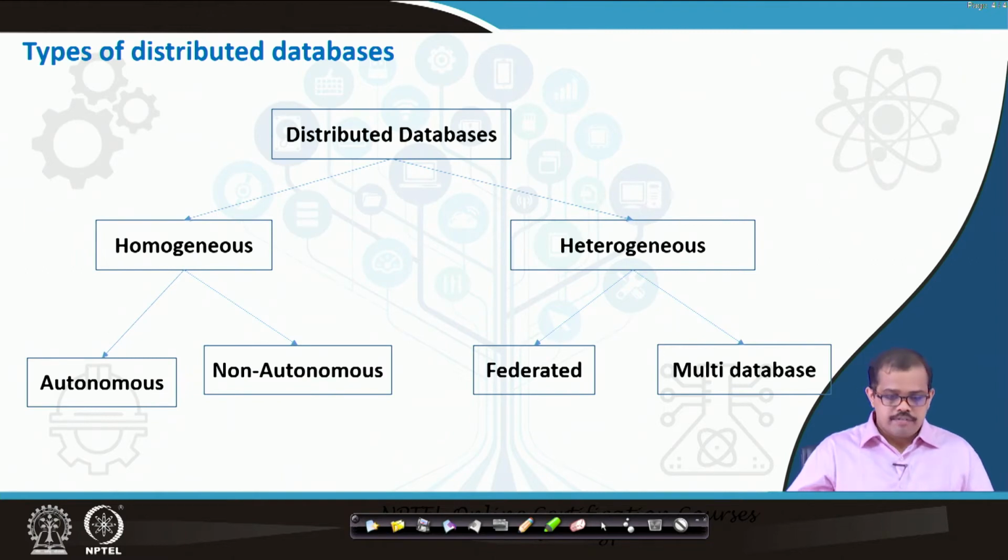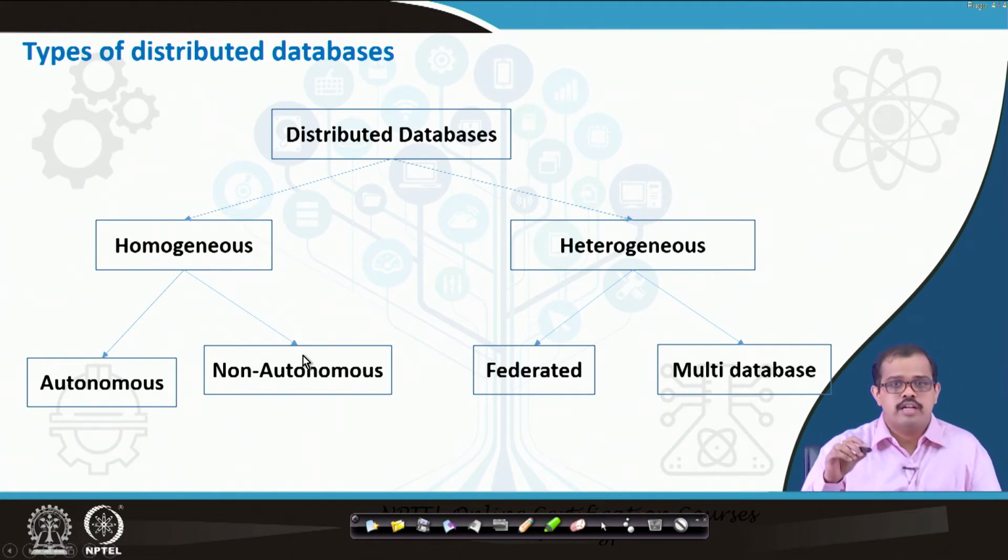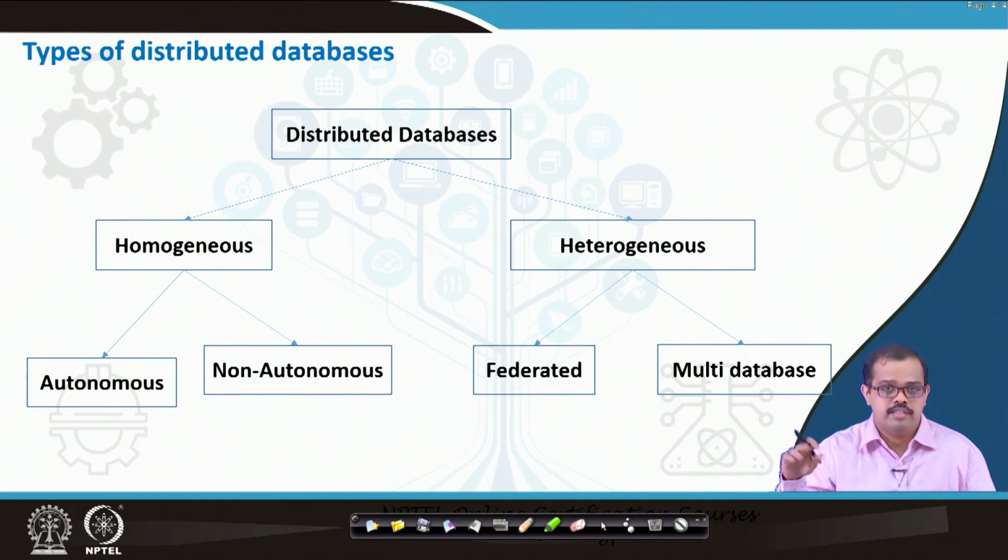So, when you look at different distributed databases, we have two types: one is the homogeneous type, another is the heterogeneous type. Homogeneous type is divided into autonomous and non-autonomous. Each of these has its own way of looking at the database. They have been developed for certain issues. I won't get into why and how they store the database, but they are different from each other. That is why there are different groups.